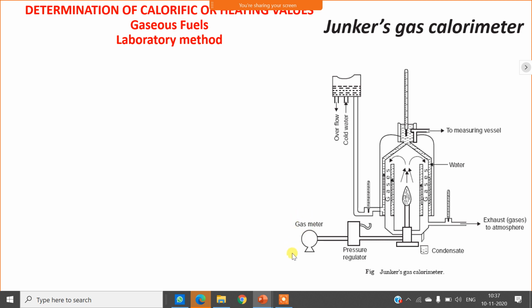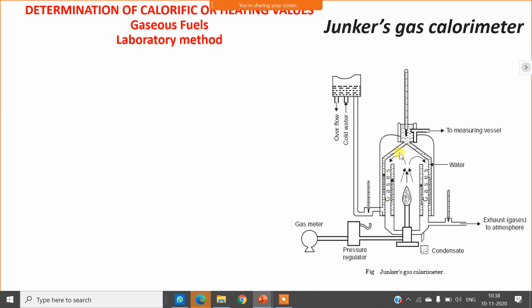Now when the gas fuel is supplied to the Junker's gas calorimeter, its volume is measured by the gas meter. The gas enters the pressure regulator where constant pressure of gas is maintained, and at that constant pressure the gas is supplied to the burner, where it undergoes combustion. The product of combustion, that is combustible gases, flows inside the gas calorimeter.